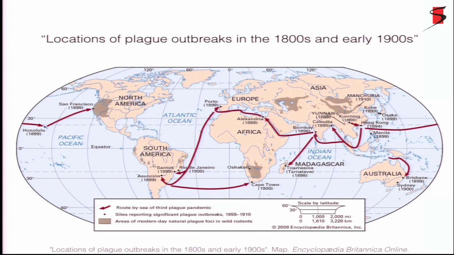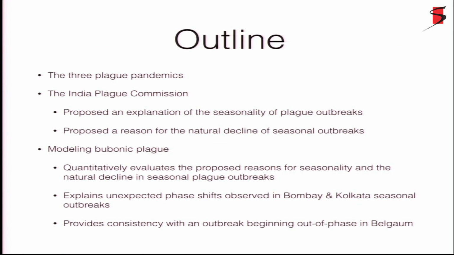So just to go back to these locations, I'm going to talk about India here. You can see the dates here: Bombay, 1896, and Calcutta, 1895. Those are two of the cities I'm going to discuss in my talk today. So again, going back to the outline, I'm going to talk about the modeling of this bubonic plague, quantitatively evaluate proposed reasons for seasonality and natural decline, and talk about some phase shift observations, which are particularly interesting because although it's fairly easy to put in some sort of cosine function to match seasonality, it's usually very hard to create a model that will actually match phase shifts in a disease situation. And we've managed to do that.